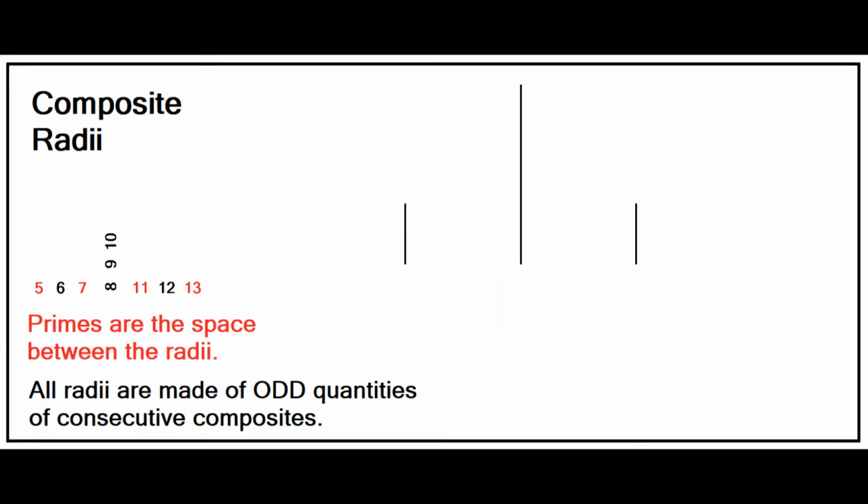Radii consist of only odd quantities of consecutive composites. This means that radii heights are only 1, 3, 5, 7, 9, etc. After primes are compacted together, it becomes more obvious that they function as the spacers between each radius. These lines represent the 1-count radius created by number 6, the 3-count radius formed by numbers 8, 9, and 10, and the 1-count radius created by number 12.